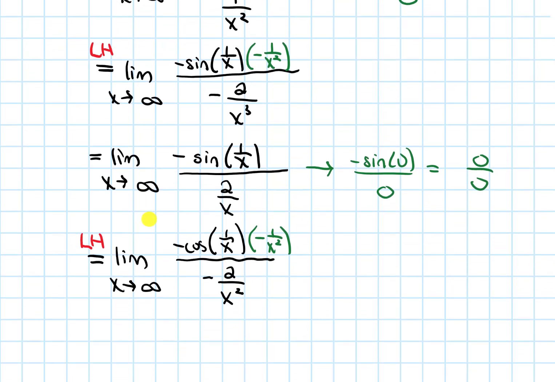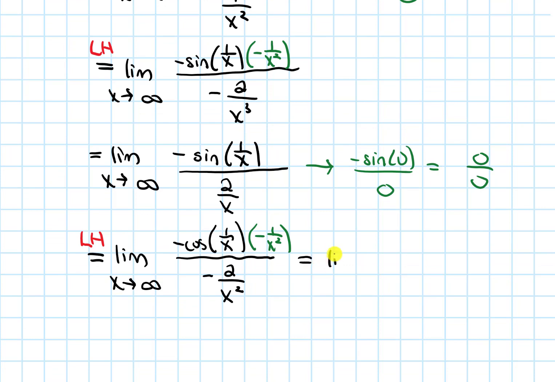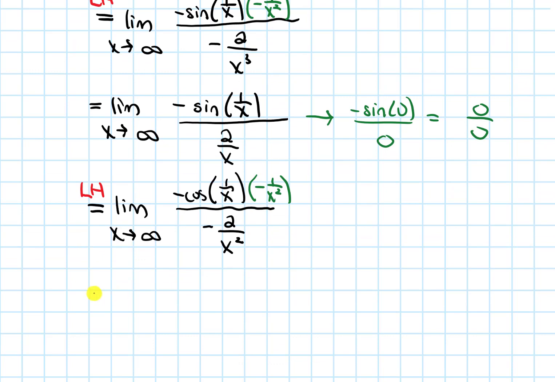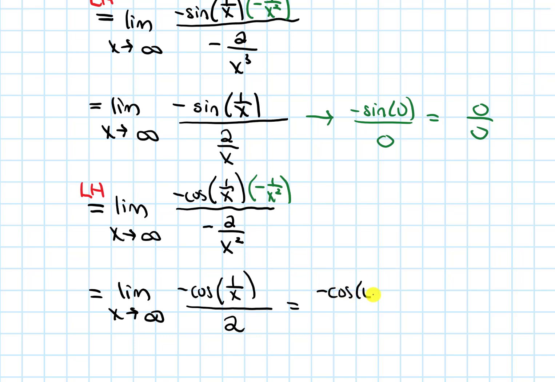And now I get an even nicer cancellation. We get the limit as x goes to infinity. Again, 2 of these negatives cancel, so I'll just keep the negative in front of the cosine. Negative cosine of 1 over x. And then I could cancel these x squareds perfectly, and what will be left over is that 2 on the bottom. All right, and now if I plug in, we'll get negative cosine of 0 over 2, which is just negative 1/2. And that is my answer.